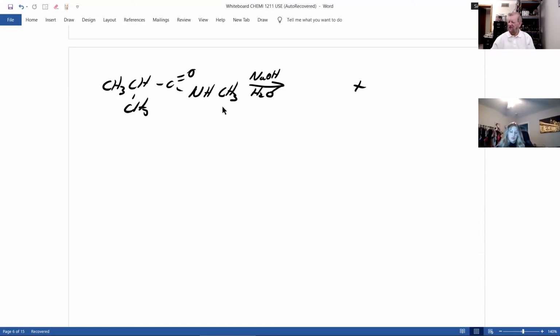And here's one for you to try. What two products would you get if you react this molecule with sodium hydroxide and water?